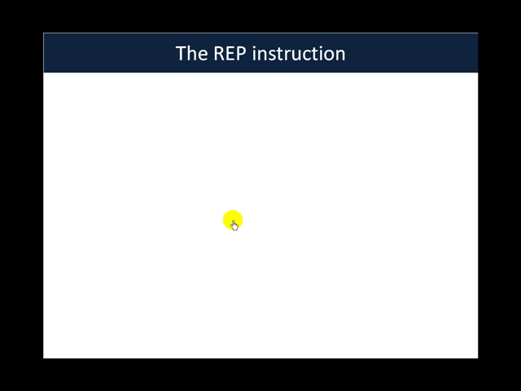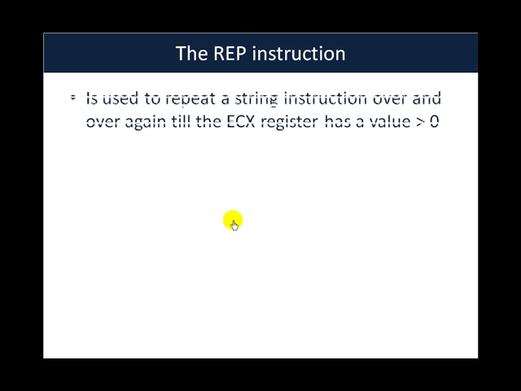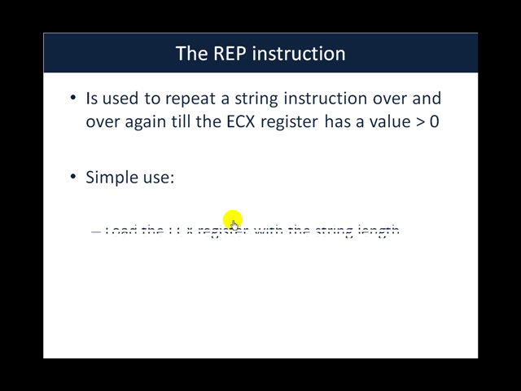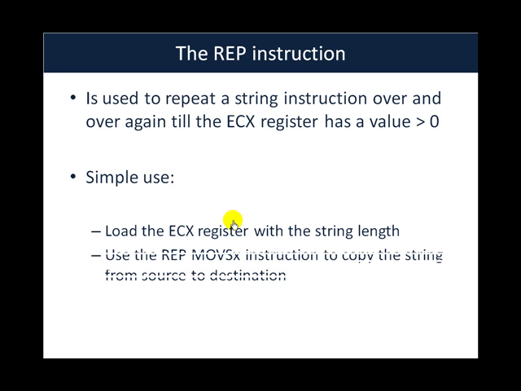And that is where the REP, or the repeat instruction, comes in. So basically, REP is used to repeat a particular string instruction over and over again, generally till the ECX register has a value greater than 0. So how does this work? We load the ECX register with, let's say, the string length of the source string, and then we use the REP instruction to move from the source to the destination.